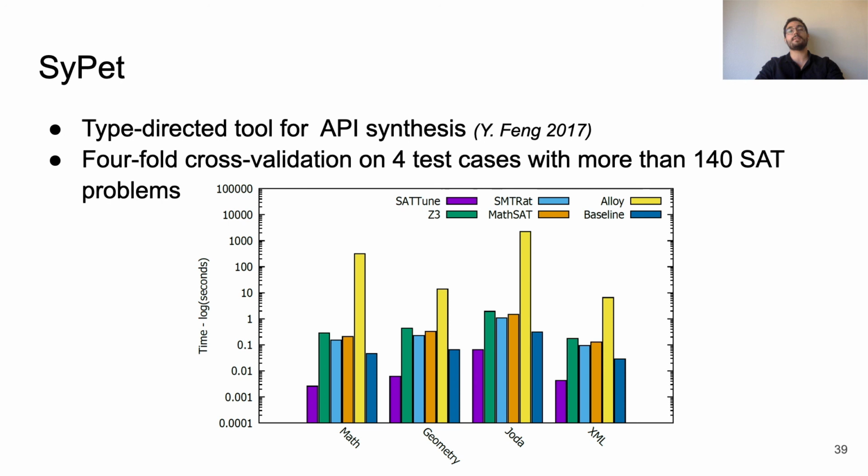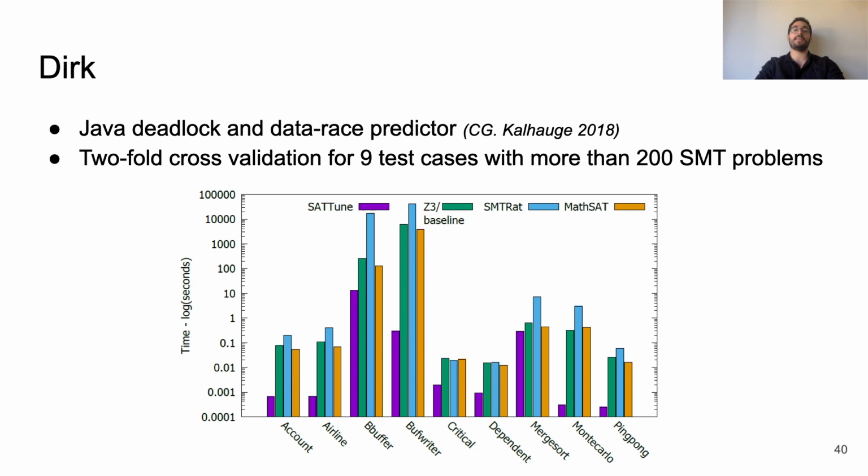The next benchmark is Dirk, which is a deadlock and data race predictor. It uses ordering constraints to represent happens-before between lock events. We use 2-fold cross-validation for 9 test cases. Again, the same figure is reported for Dirk, and as you can see, Satune was faster than the baseline in all the test cases.